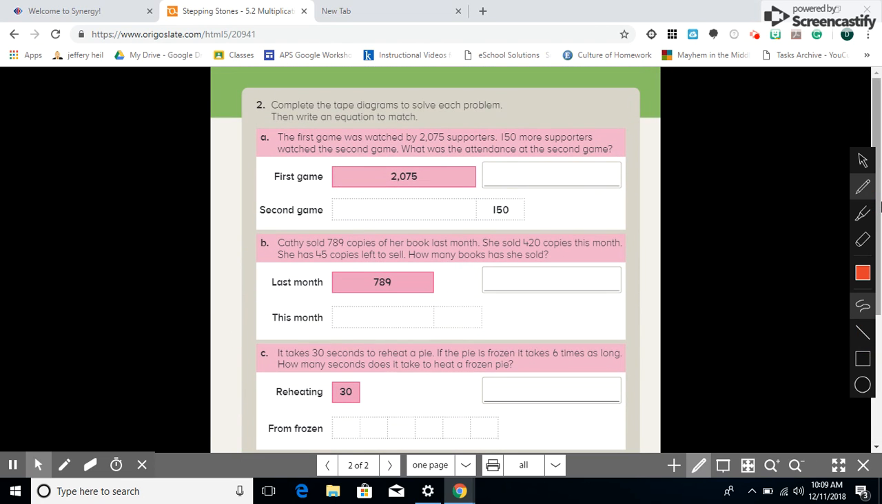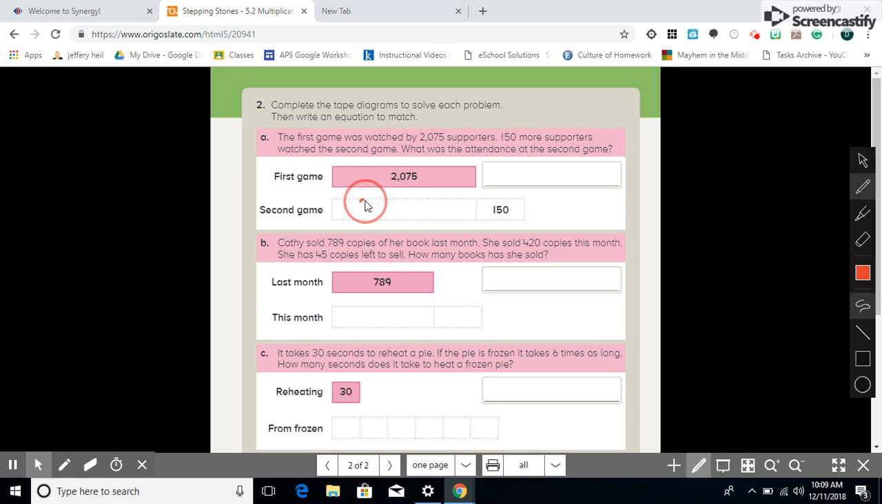2 says, complete the tape diagrams to solve each problem. Then write an equation to match. A says, the first game was watched by 2,075 supporters. 150 more supporters watched the second game. What was the attendance at the second game?